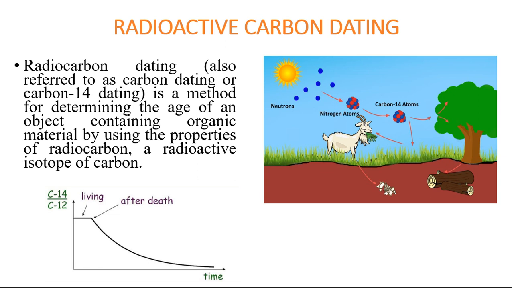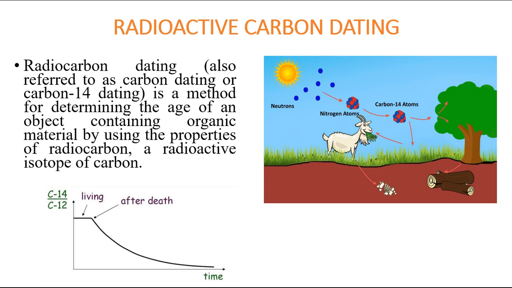Radioactive carbon dating, also referred to as carbon dating or carbon 14 dating in the literature, is the method of determining the age of an object containing organic material. Of course, organic materials means carbon based materials, by using the properties of the radiocarbon.